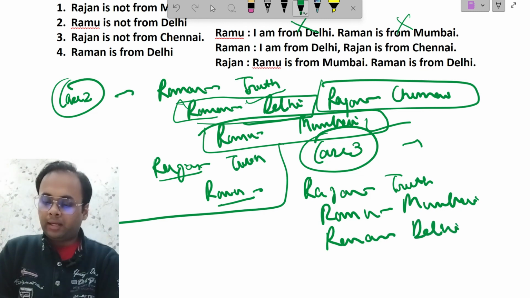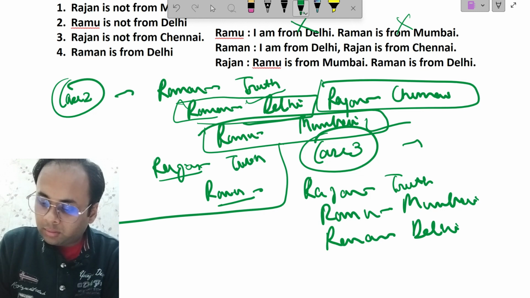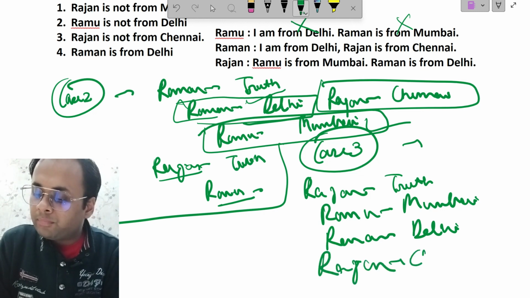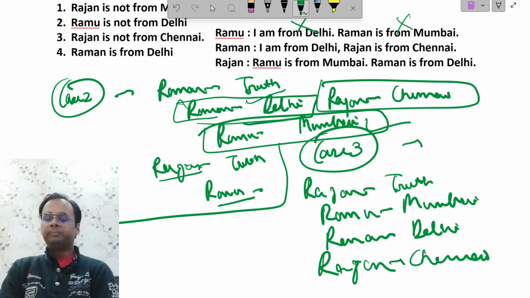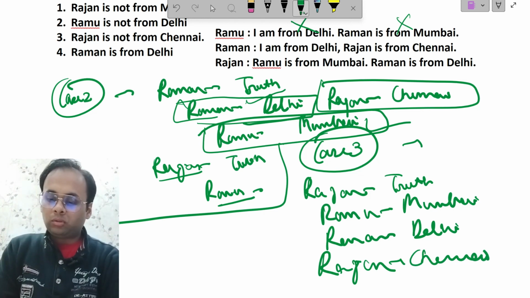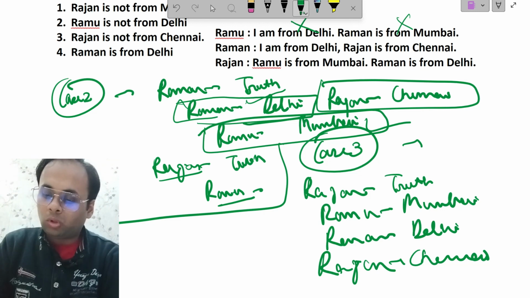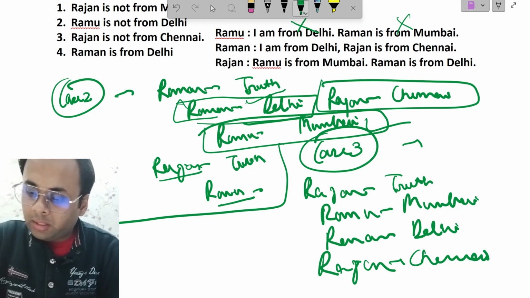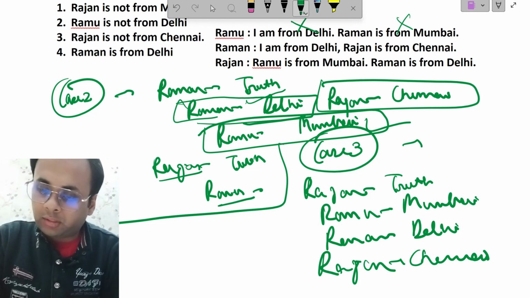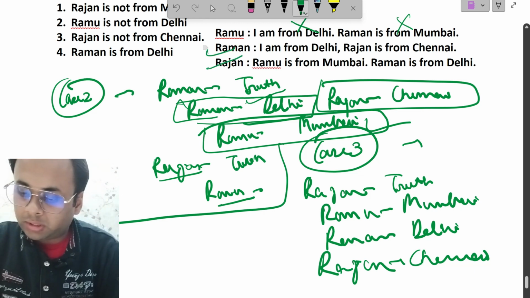Okay, and obviously then Ramu and Raman we have decided. So Rajan should be from Chennai. Okay, so let us see if Raman is speaking the truth also. Raman says that he is from Delhi, correct, and he says Rajan is from Chennai, correct. So Raman and Raju are speaking the truth in our case.